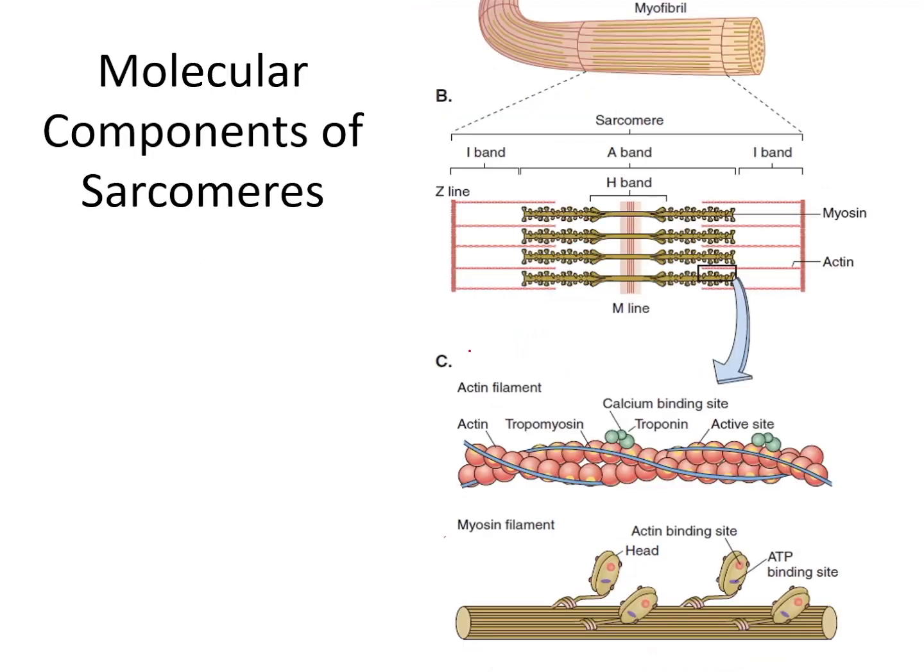We'll take a look at the molecular components of the sarcomere in a bit more detail. The thin filaments have three main components. The backbone is formed by a double-stranded helix of actin. The helical groove on the actin filament is then occupied by a molecule called tropomyosin, which at rest obscures binding sites between actin and myosin.